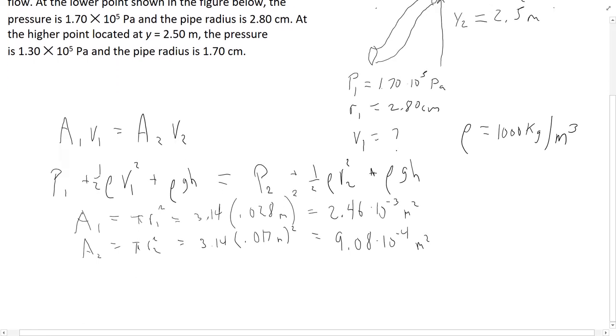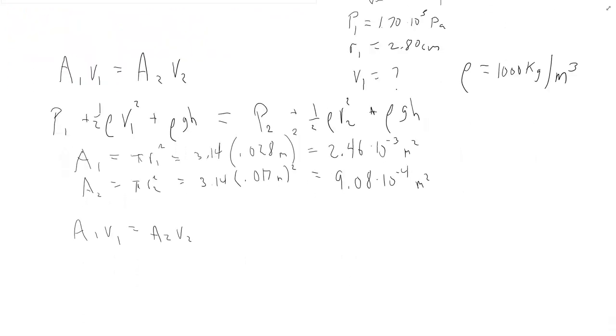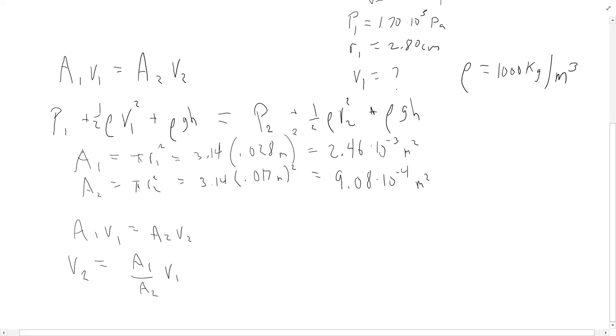Then, according to the continuity equation, to solve for V2, what I can do is divide both sides by A2. So dividing both sides by A2 and putting V2 on the other side gives me V2 equals A1 over A2 times V1. And when you plug in the numbers that we got for A2 and A1, you get that V2 is equal to 2.71 V1.